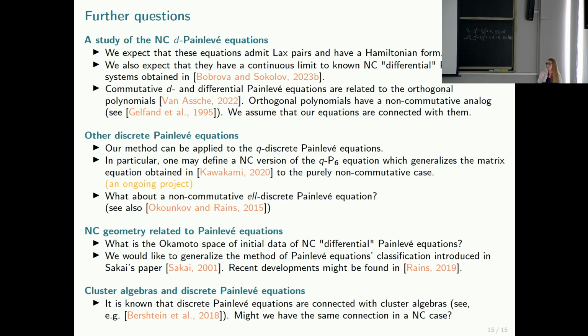The origin of the dressing chain is Darboux transformations for Schrödinger operators. So do these non-commutative dressing chain equations come from Darboux transformations of a non-commutative Schrödinger operator? No, I didn't study it. You didn't try? Okay, it's worth doing.